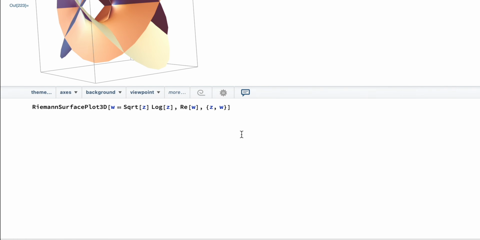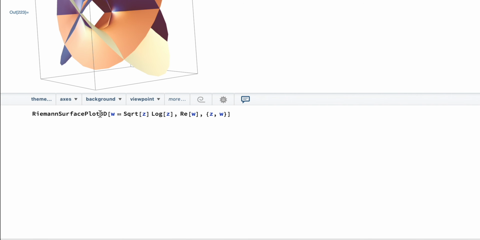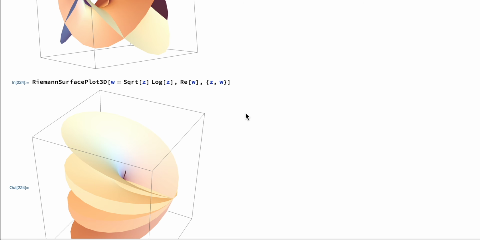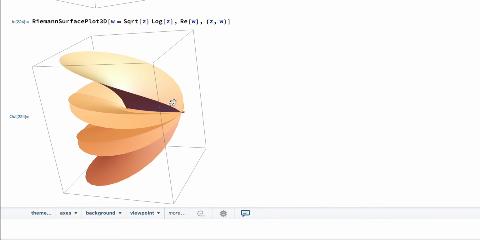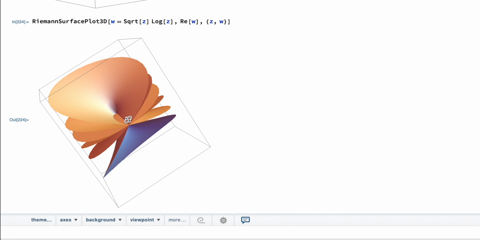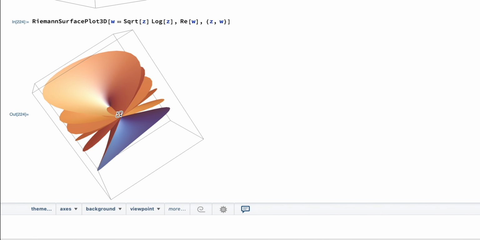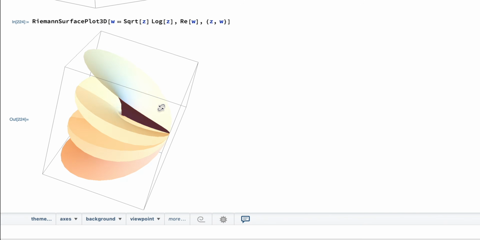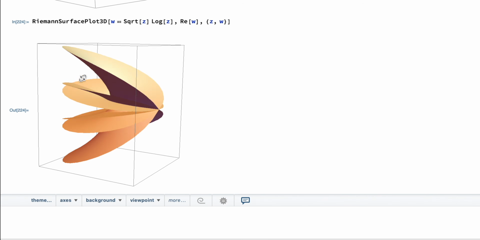Okay, then let's do one more. Let's do the Riemann surface of the square root of z times the log of z. So as you recall, the log of z gives us this infinite spiral. So let's see what we get for the square root of z times the log of z. So notice that we still get this infinite spiral, but we also have this collapsing glued together thing happening at the square root of z. Okay, so now we'll move on to some warm-up problems.